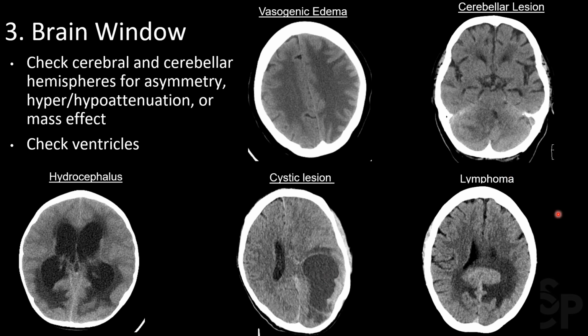And finally, we see this patient has a hyperattenuating mass in the splenium of their corpus callosum with surrounding hypoattenuating edema. This is a trademark appearance of lymphoma, but again, MRI can be used to confirm.